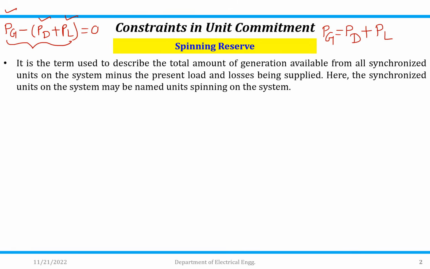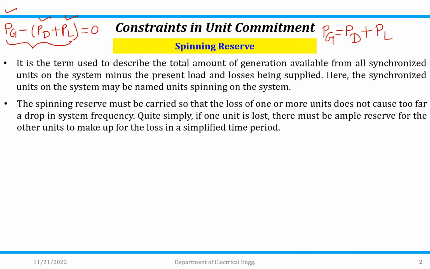Now the synchronized units on the system may be named as units which are spinning on the system. The spinning reserve must be carried so that the loss of one or more units does not cause too far a drop in the system frequency. Quite simply, we can say if one unit is lost, there must be an ample reserve for the other units to make up for the loss in a simplified time period.